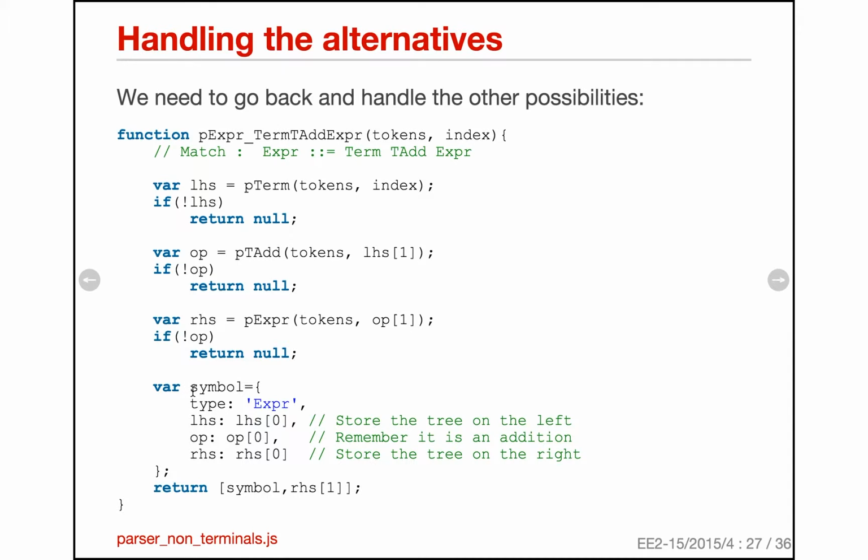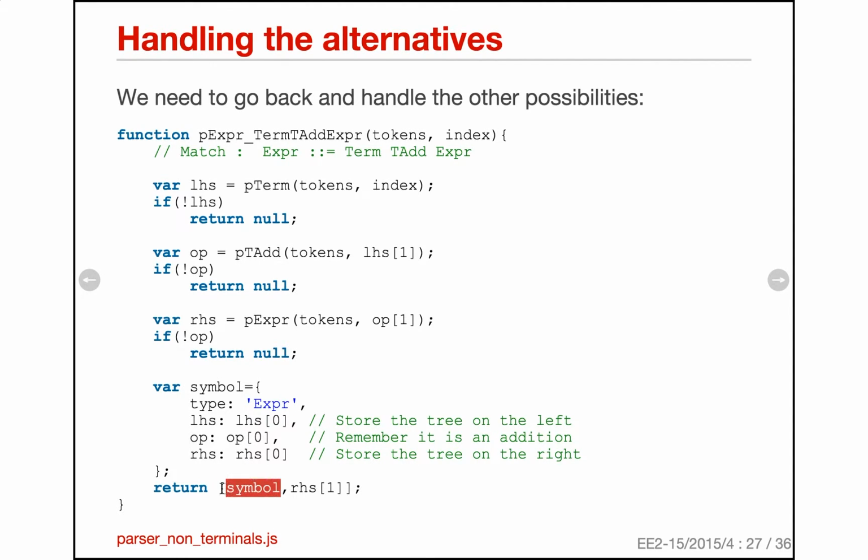And now we build up an actually more complicated symbol. The type of this symbol is an expression, but now it's an expression with a left-hand side which can be anything. It can be a complete tree. It's got a right-hand side that can be anything, and an operator that in this case has to be an addition. So this is less interesting.